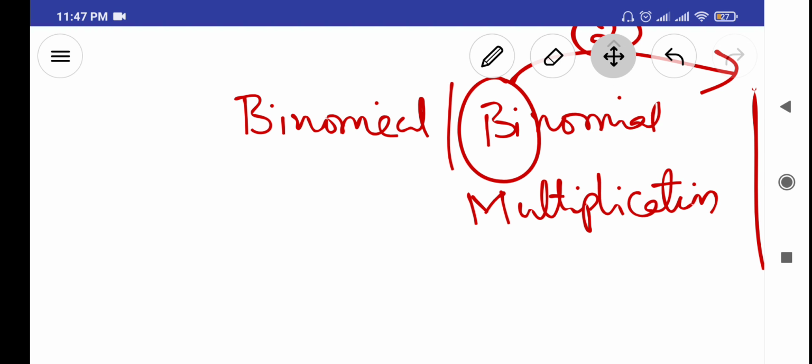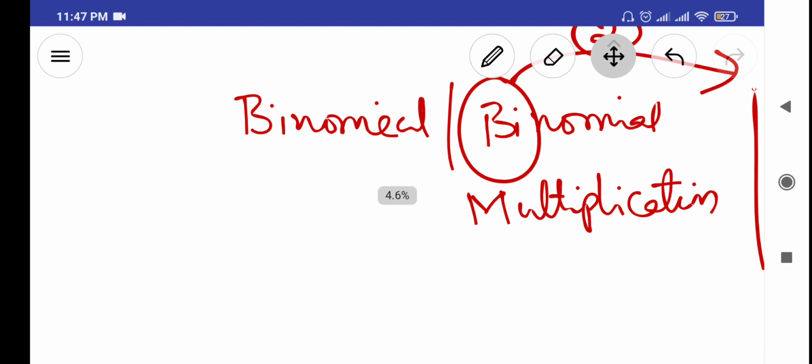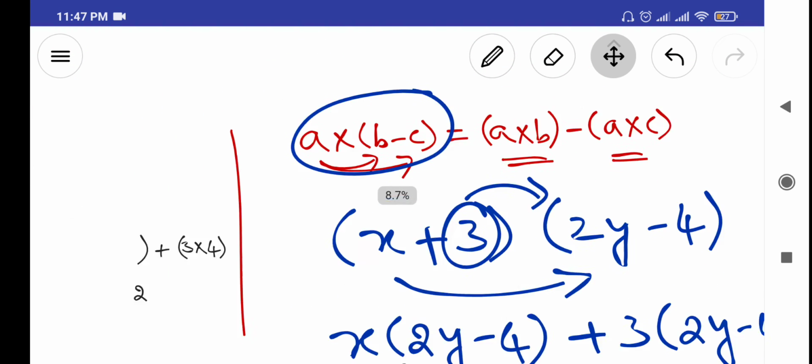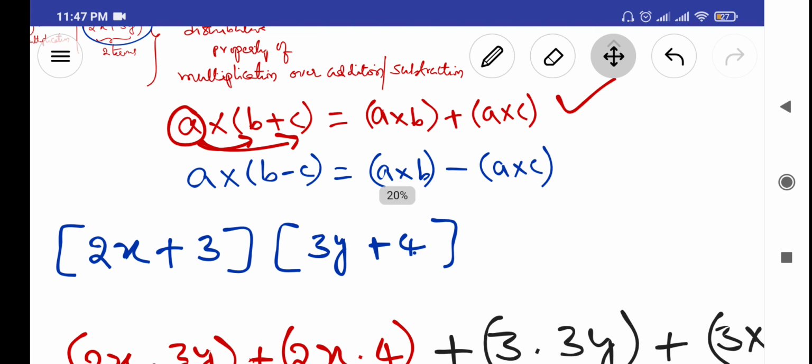This multiplication is purely based on the distributive property of multiplication over addition and subtraction, which we already know. What is the distributive property of multiplication over addition, I have shown here already. This is based on addition and subtraction.